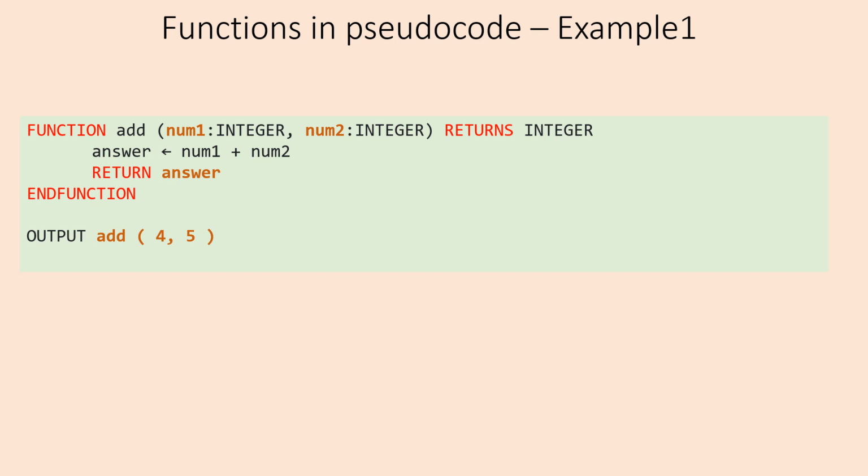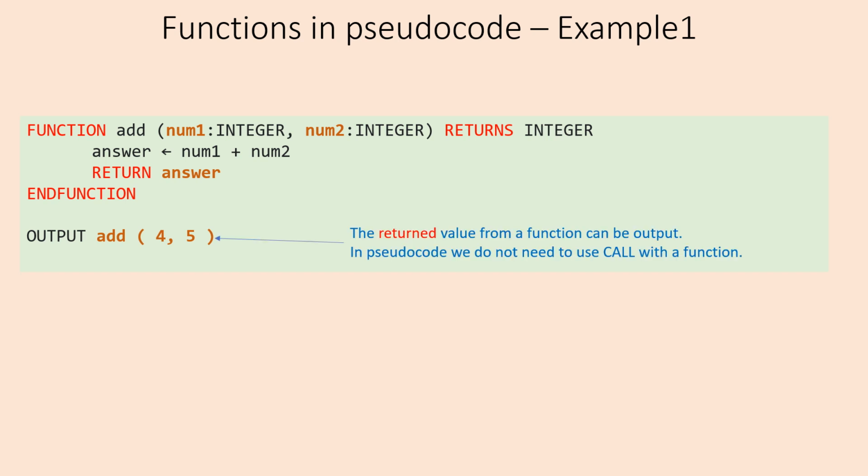Now in this particular one, you can see we're doing the output again. So what's happening here is we're outputting the returned value when we call the function with add 4, 5. So we're calling our function with these 2 arguments. We send 4 to num1, 5 to num2. It adds them, assigns it to the variable answer. We're then returning it. And what happens is add 4, 5 here will be replaced with the returned value. So it will be replaced with 9, and we will then output that returned value. So the returned value from a function can be output.